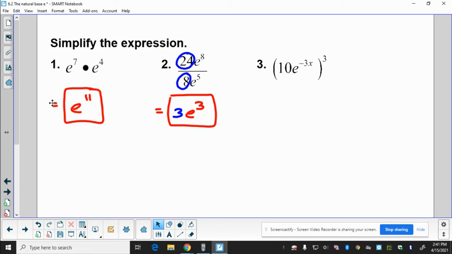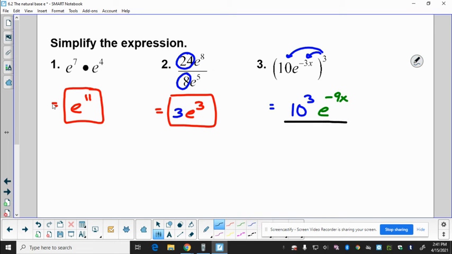All right, let's go on to number 3. Looks like we've got a power rule here, don't we? So that exponent of 3 is applied to both. So this will be 10 to the third, e to the negative 9x. And then we could think of this as a fraction, right?